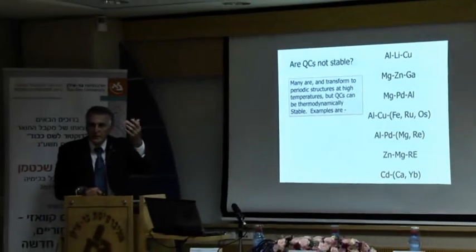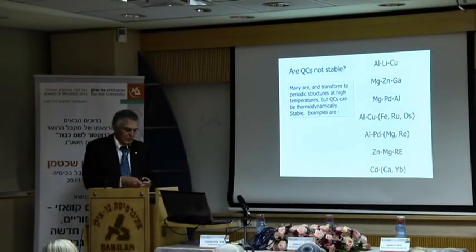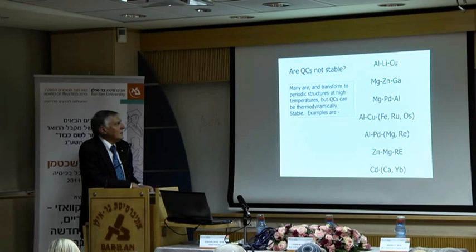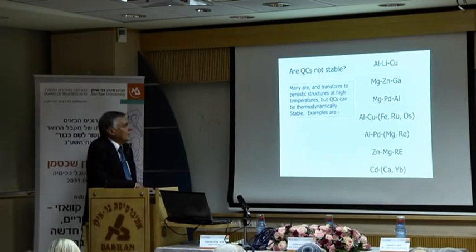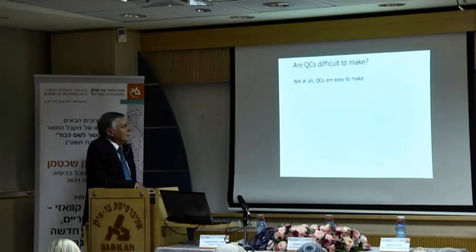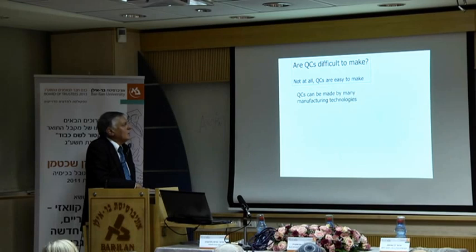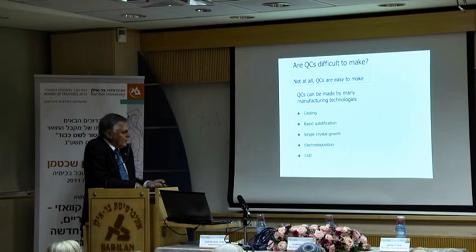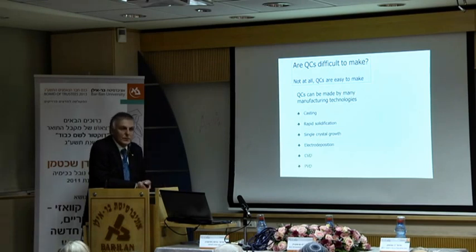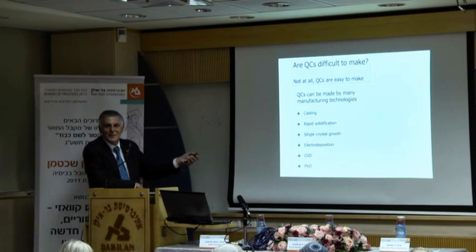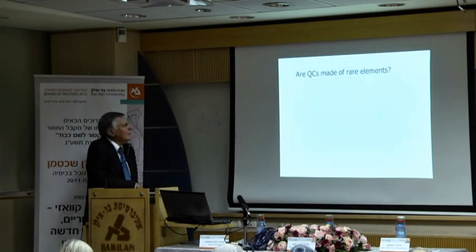They will melt, they will keep the structure up to that. So, no. This is not the reason why they were not discovered. Not because they're not stable. Okay, maybe they're difficult to make. No, not at all. They're very easy to make. You can make them by casting, by rapid solidification, by single crystal growth, by electro deposition, CVD, PVD. Any method you make materials, you can make quasi-periodic crystals. No problem. This is not the reason.